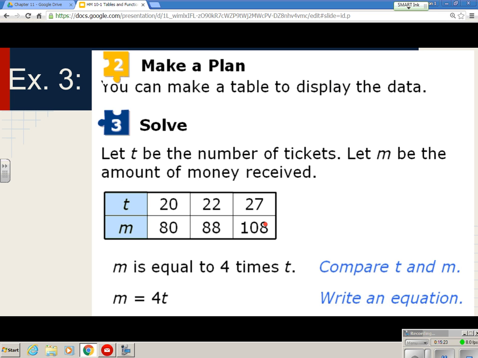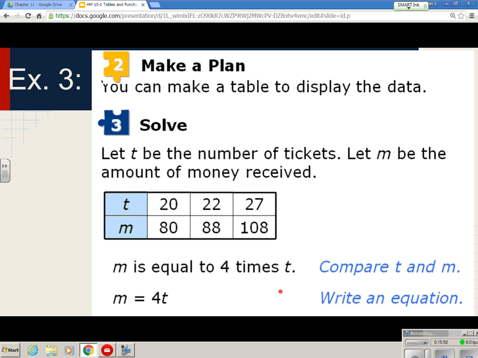So really what we have to do is find out what is the pattern of getting from T to M. When you look at this, to get from 20 to 80, how many times do you multiply 20 to get 80? 20, 40, 60, 80, 4 times. So let's see if we just multiply each one by 4. 22 times 4 gets us 88. 27 times 4 gets us 108. So we found our variable. To get M, which is our output, M equals whatever T is times 4, or 4T.